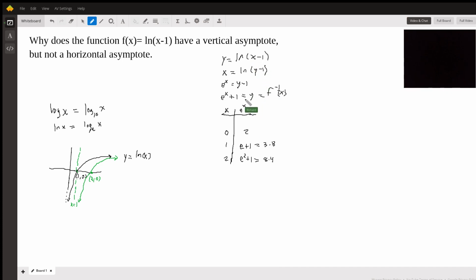But because this and this are inverses of each other, all we have to do is swap the coordinates. So what I'm going to plot, instead of plotting 0, 2, I'm going to plot 2, 0. And here I'm going to plot 3.8, 1. Here I'm going to plot 8.4, 2. So let's go ahead and plot those points.